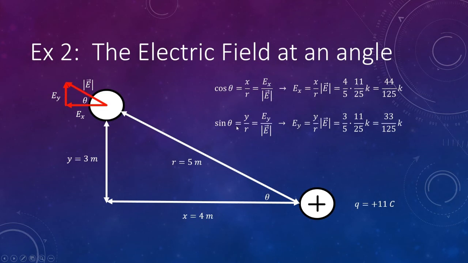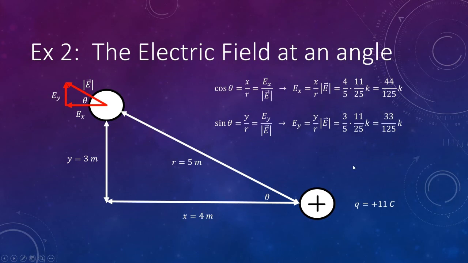So the sine theta ratio in our position vector is y over r. We have the same ratio as Ey over the magnitude of E. If we multiply both sides by the magnitude of E, we get Ey is equal to y over r times the magnitude of E, which is 3/5 times 11 over 25k, which is 33 over 125k.